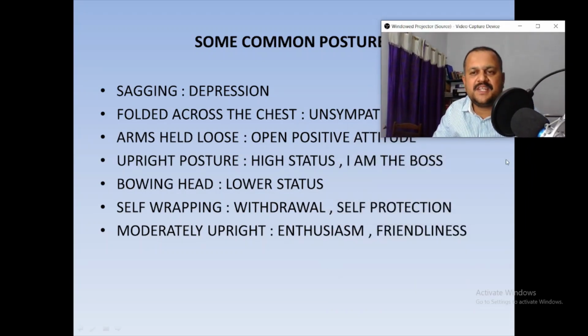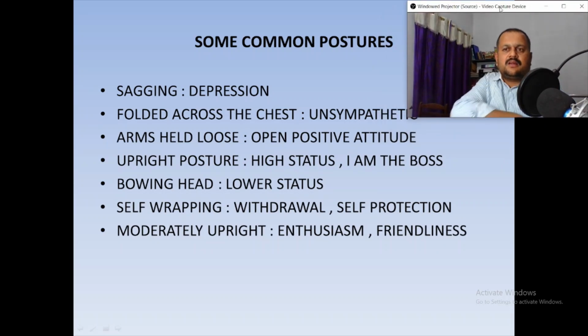So if a person is standing in a sagging position, it may mean that somebody is suffering from depression. If the arms are folded like this, it may mean that you are unsympathetic. Arms held loose may mean positive attitude. If the back is straight, it may mean that you are confident. If you keep your head bowed, it may mean that you are ashamed of something, or it may also mean lower status. Self wrapping may mean withdrawal. If you keep your back straight and chest out, it may mean enthusiasm and friendliness.